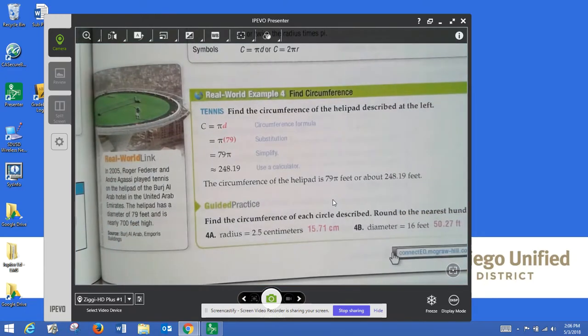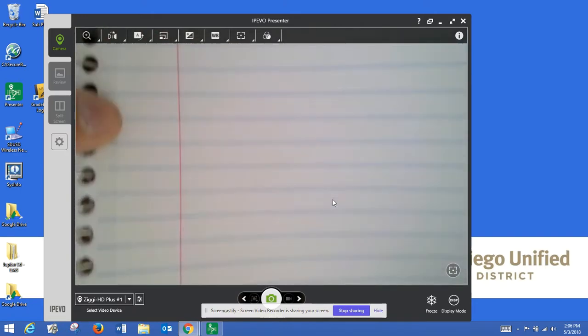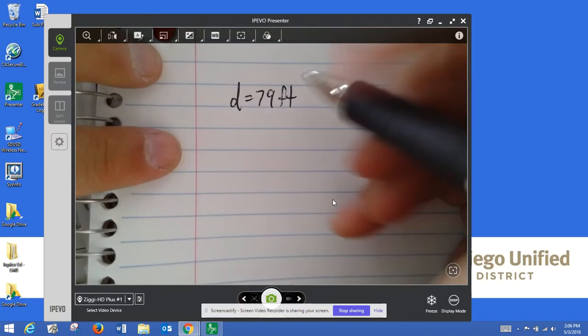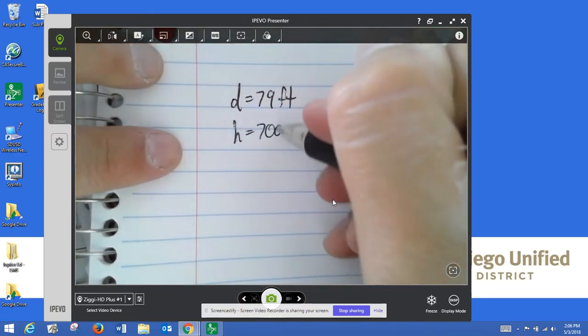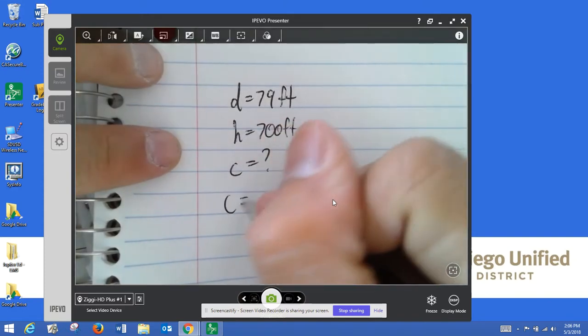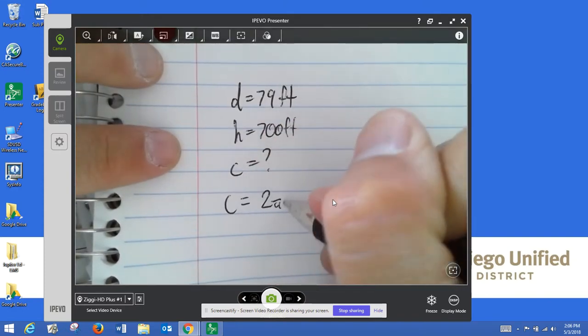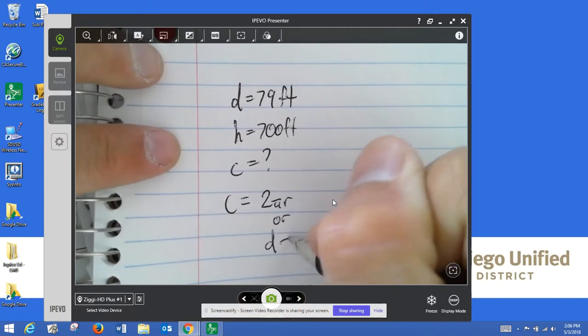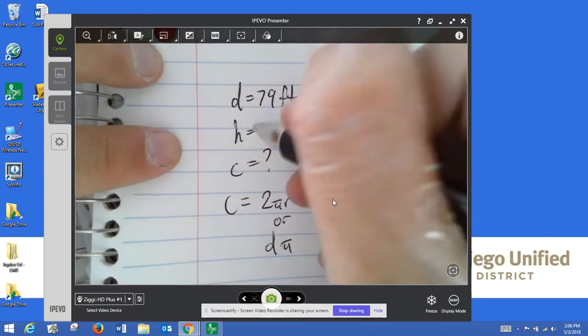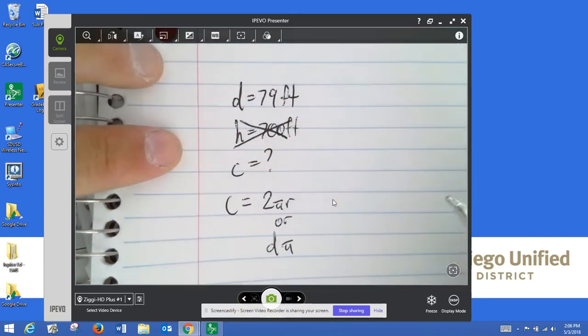So if we wanted to show the work, the diameter was 79 feet, and the height was 700 feet, but we're looking for the circumference. If you remember, circumference is equal to 2 pi r, or d times pi. Nowhere in here does it say that we need anything to do with height. So this is actually what we call a red herring. It's just additional information you don't need.